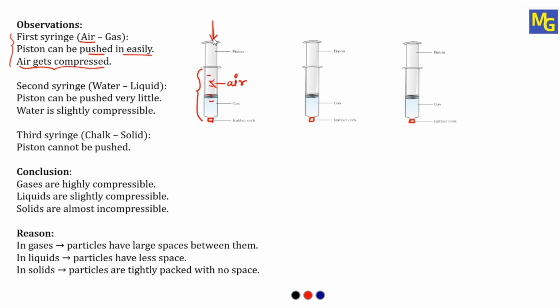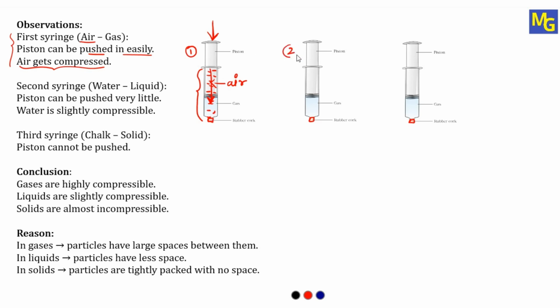And now when you push this piston in case of first syringe which is having air, the piston will move or be pushed very easily. Why? Because all the air molecules will get compressed. Whatever air molecules had filled this whole syringe, all these molecules will come down, all will get compressed. And this process will be very easy in case of first syringe.